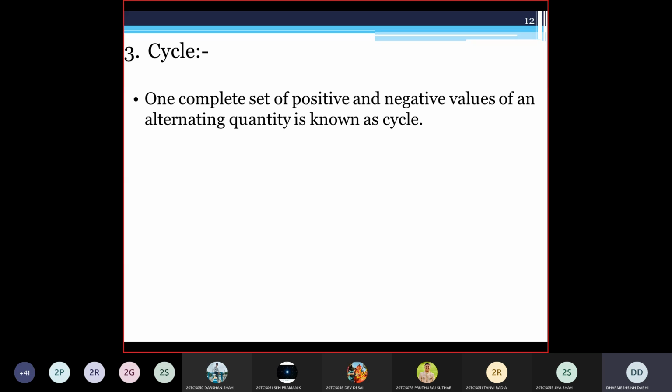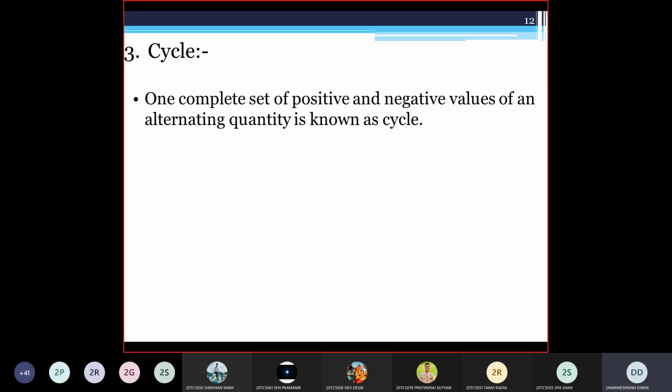That changes magnitude as well as direction periodically. Clear? So for some interval it is positive and for some interval it is negative. The definition of a cycle is that when any waveform completes one cycle, it completes one positive and one negative set of values of any alternating quantity. That is known as a cycle.